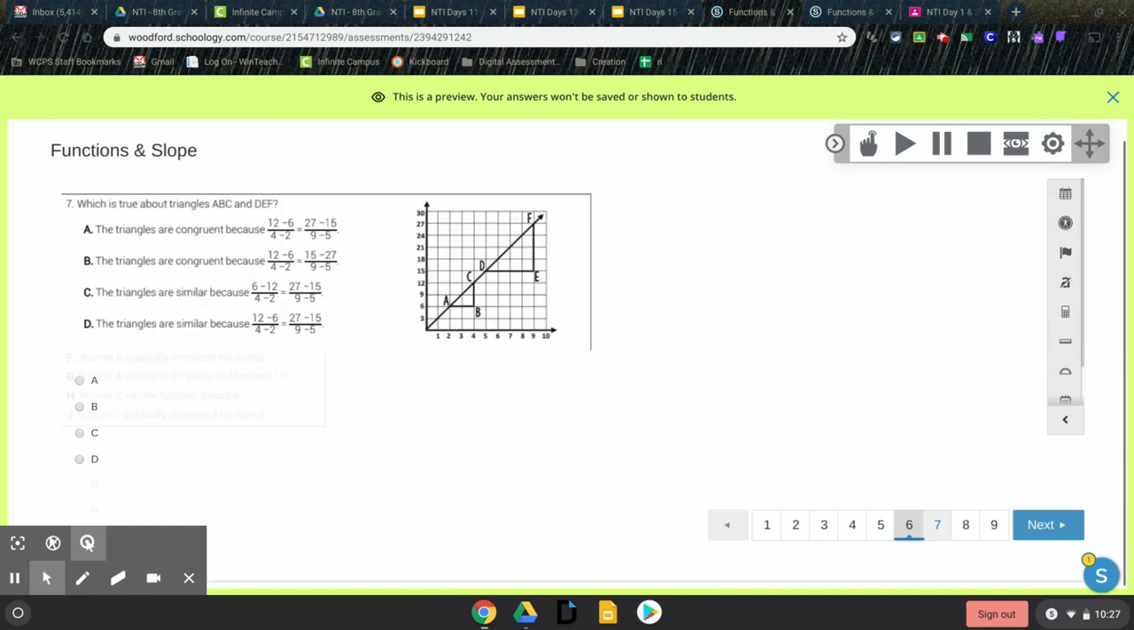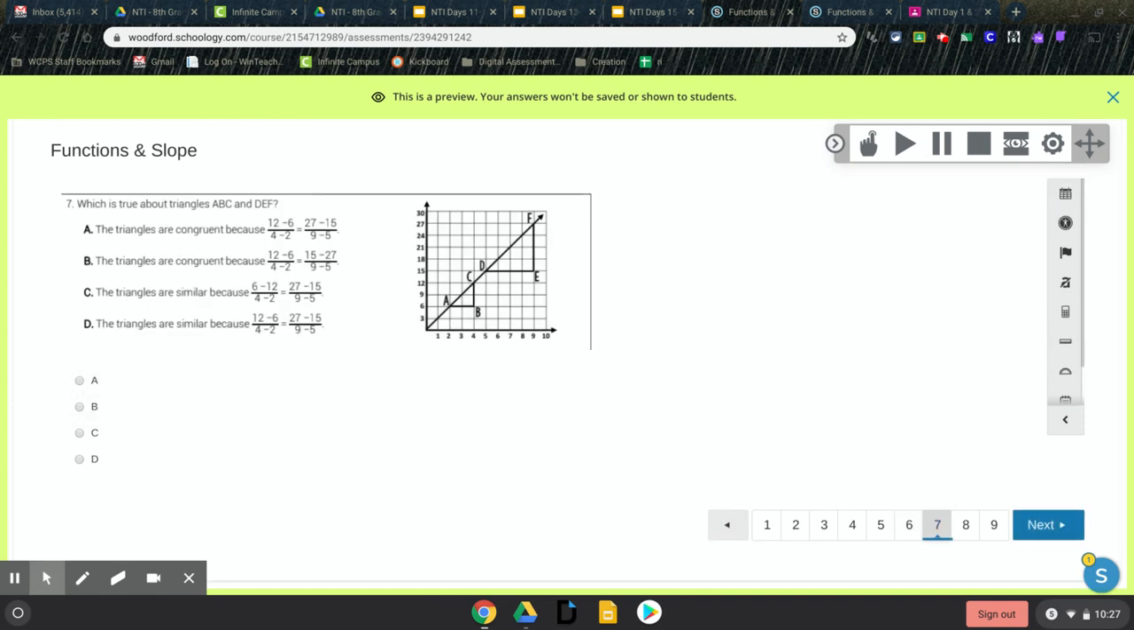Use your cheat sheet. All right, so what is true about the triangles? Are they congruent or are they similar? Okay, so congruent means they're exactly the same. So let's look at these. Are these exactly the same triangles? Absolutely not. They are not the same. However, they probably are similar. But are they similar because of this or this? So what it's wanting you to do is to figure out which one of these is their slope. So find the slope of this line and see which one of them matches this.